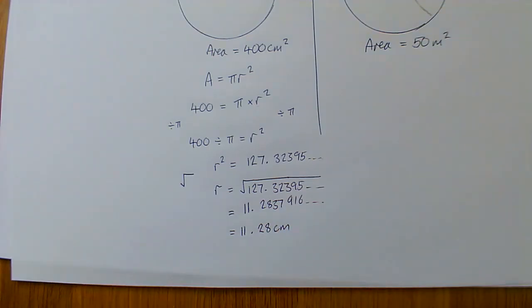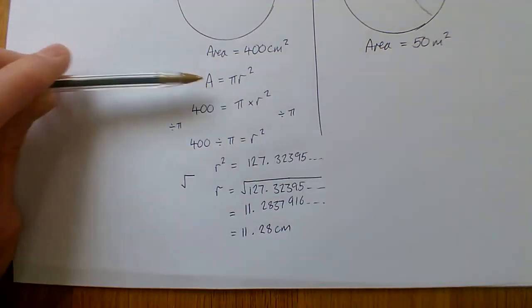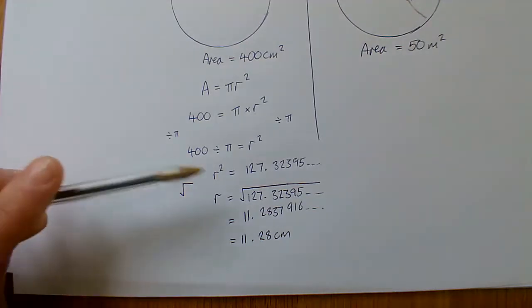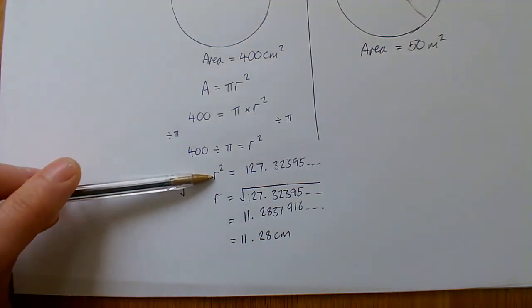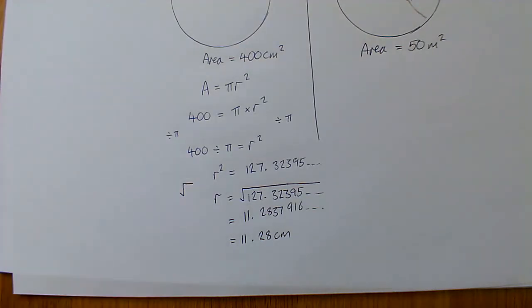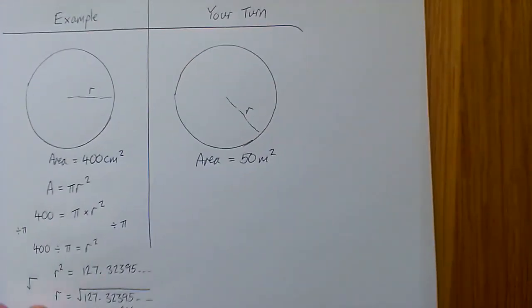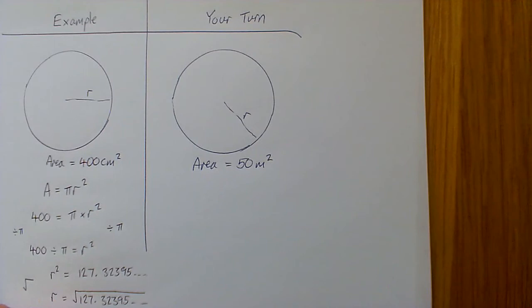So a very similar process in terms of you write down your formula, you put in the numbers you do know, and then you start to rearrange. This extra step, though, because we end up with an r squared, we've got to do that square rooting step. So have a go. There is a your turn. Work your way through it and see how you get on. And then pause the video and I will do the example in a few seconds in the video.